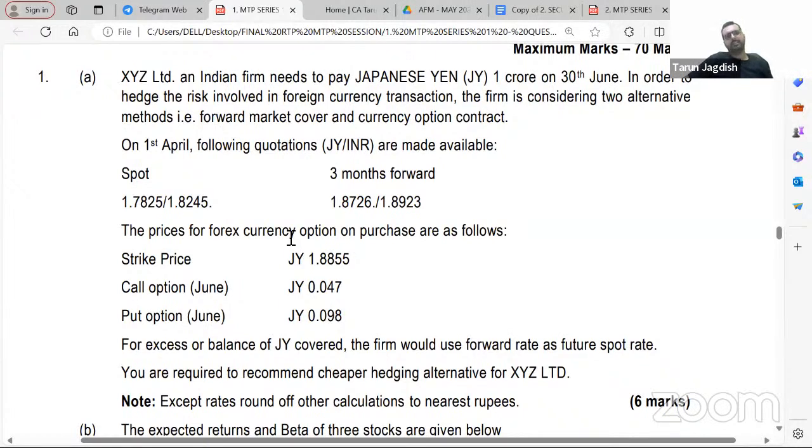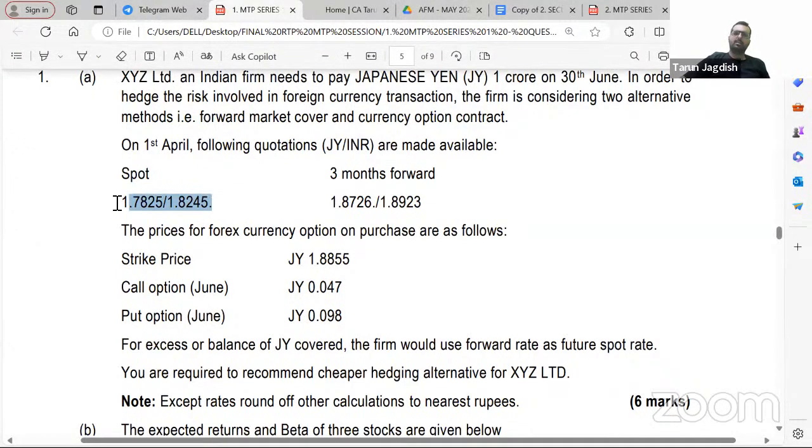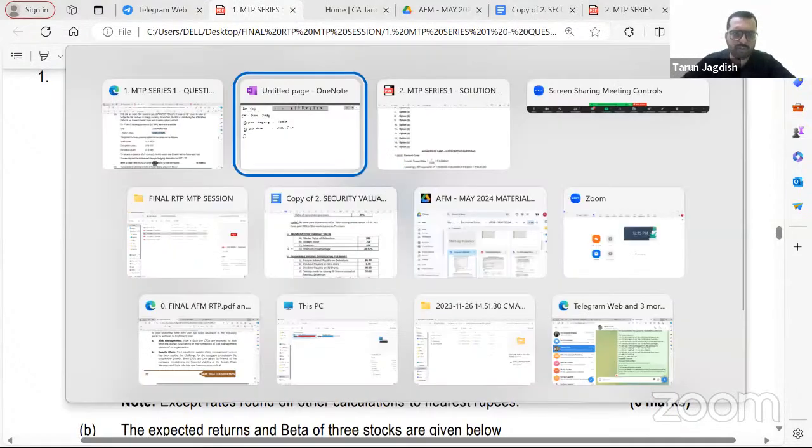JY, Yen, is the currency. And INR is the commodity. But normally, which is the more powerful thing, yen or rupee? Rupee. INR is the more powerful, sir. More powerful, right? So considering that, I think these exchange rates are logical, correct? So they have given you the spot rate. They have given you the forward rate also.